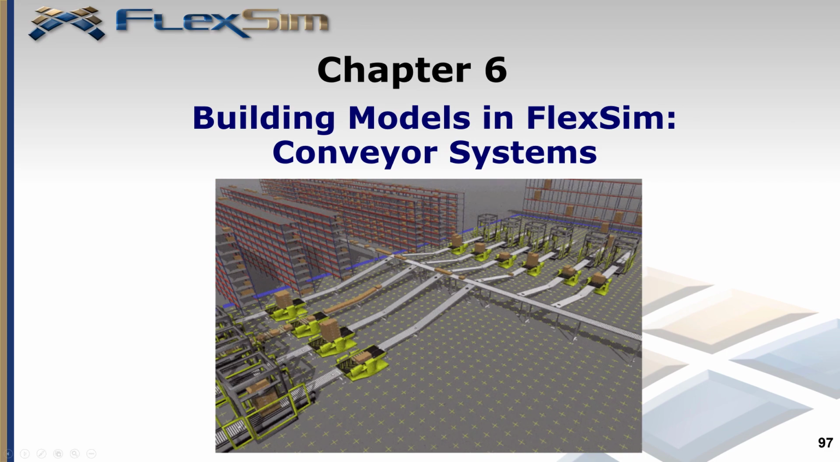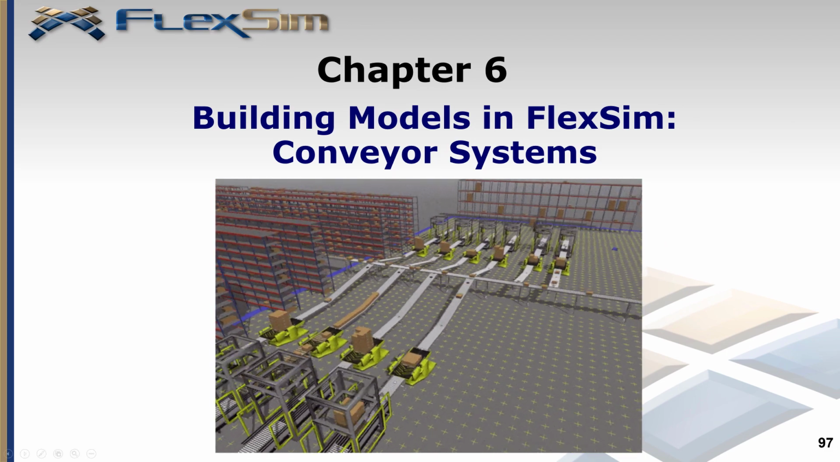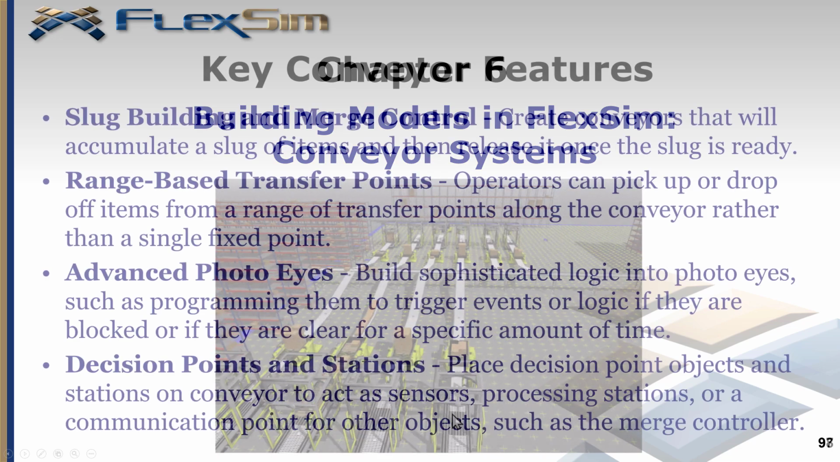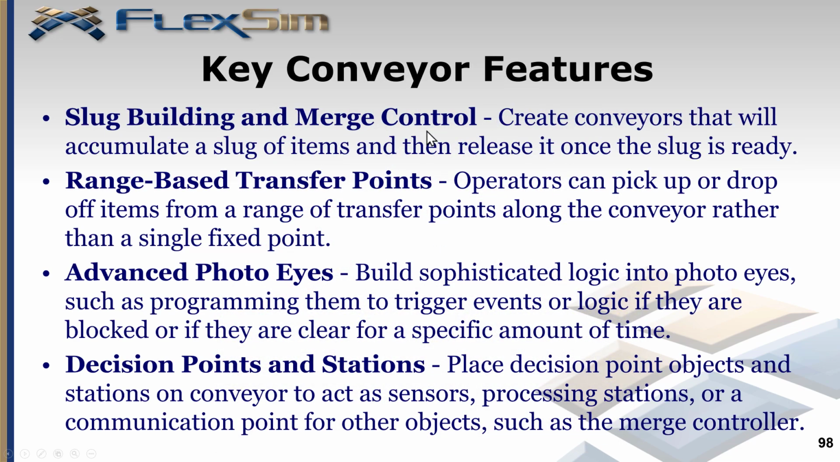We're now going to move on from talking about task executors to talking about conveyors. Here's some key concepts about conveyors in the software. They can do slug building and merge control. We can create conveyors that will accumulate a slug of items and then release it once the slug is ready. Using this feature in conjunction with the merge controller object and or the process flow tool, we can easily implement sawtooth merges without writing any custom code.